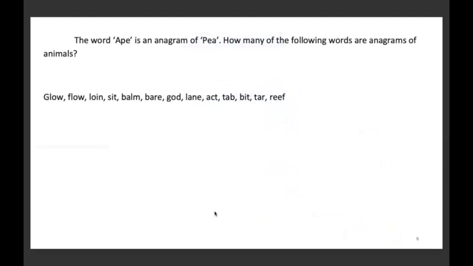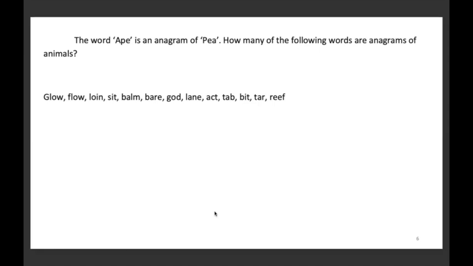The word APE is an anagram of PEA. Anagram means you use the same letters in a word to make a different word. The letters remain the same, but the word is different, and the meaning, of course, is different. How many of the following words are anagrams of animal? We're given a set of words. You have to find how many of these are anagrams of animal.